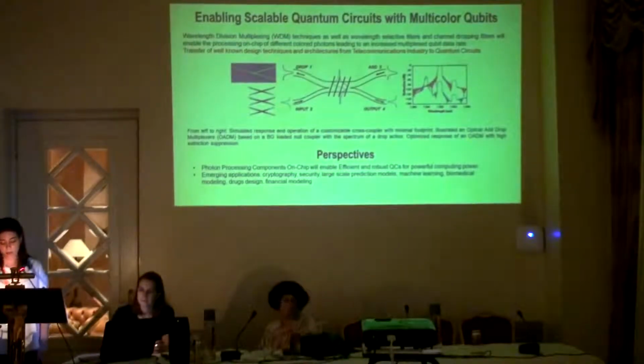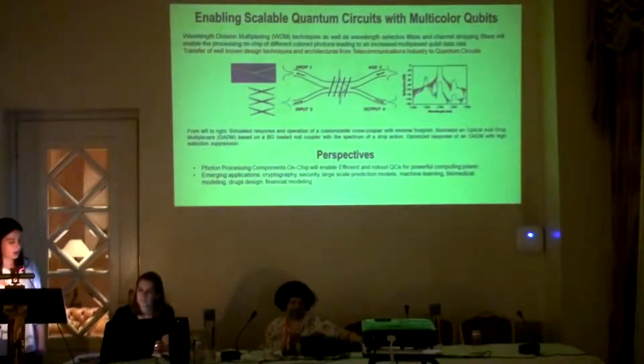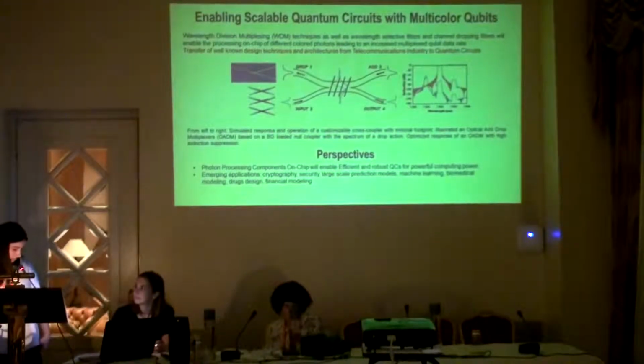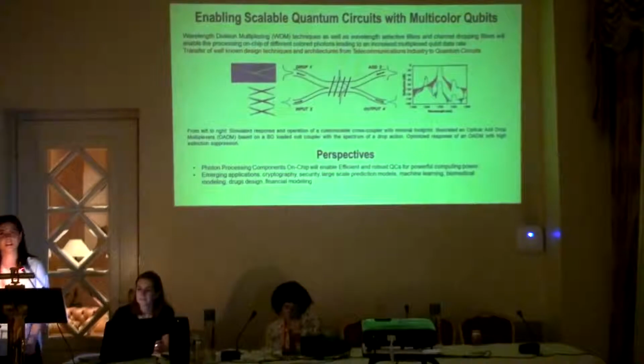This way, we can have photon processing components on chips, and some emerging applications are in security, machine learning, biomedical modeling, etc. Thank you.